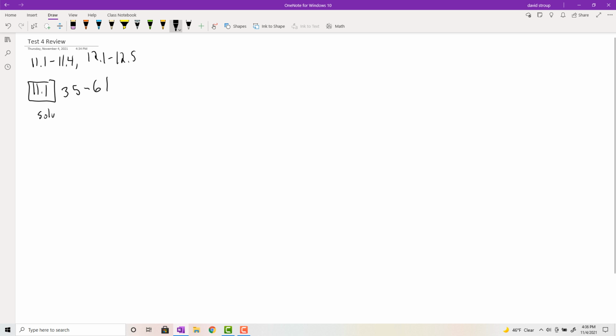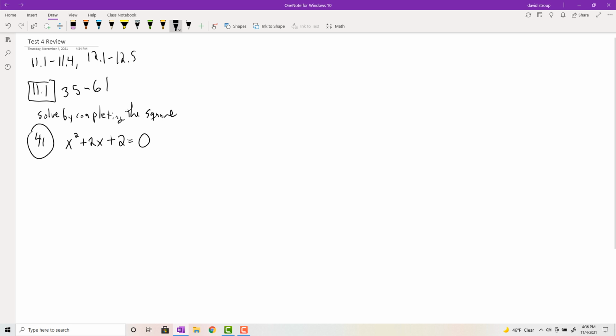Okay, so solve by completing the square. All right, so let's look at 41. We're given basically the quadratic equation in standard form. It's already set equal to 0.